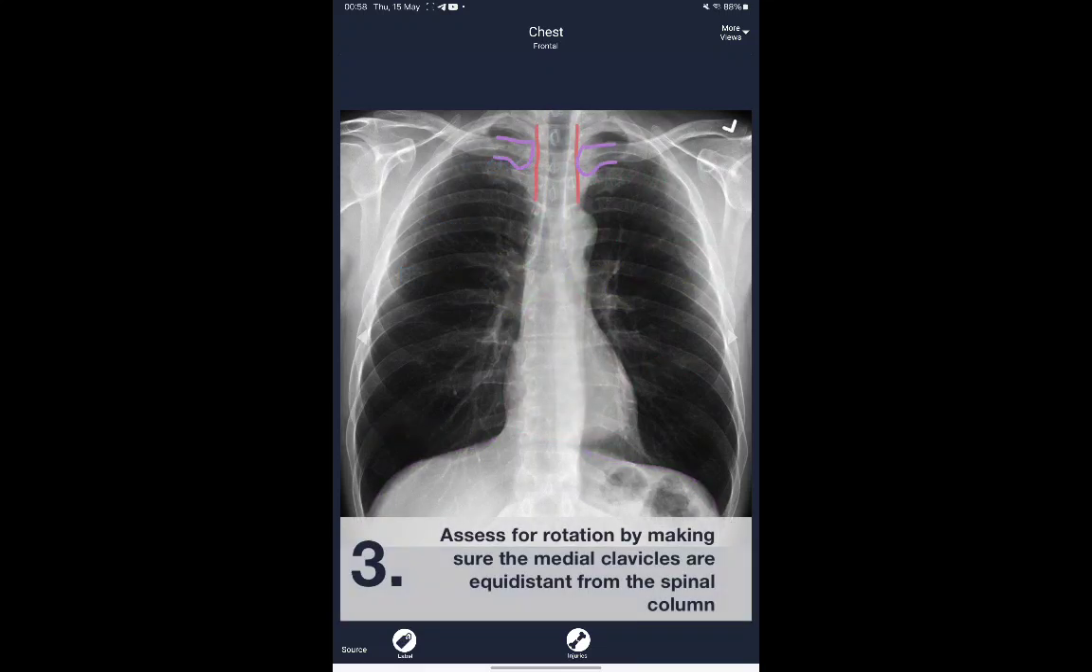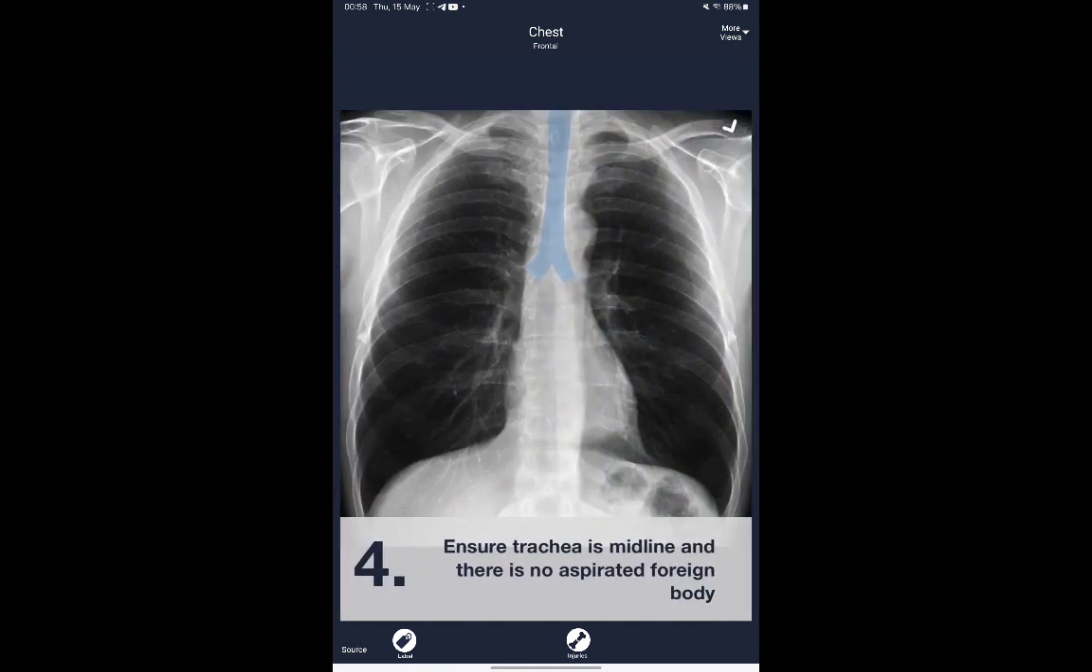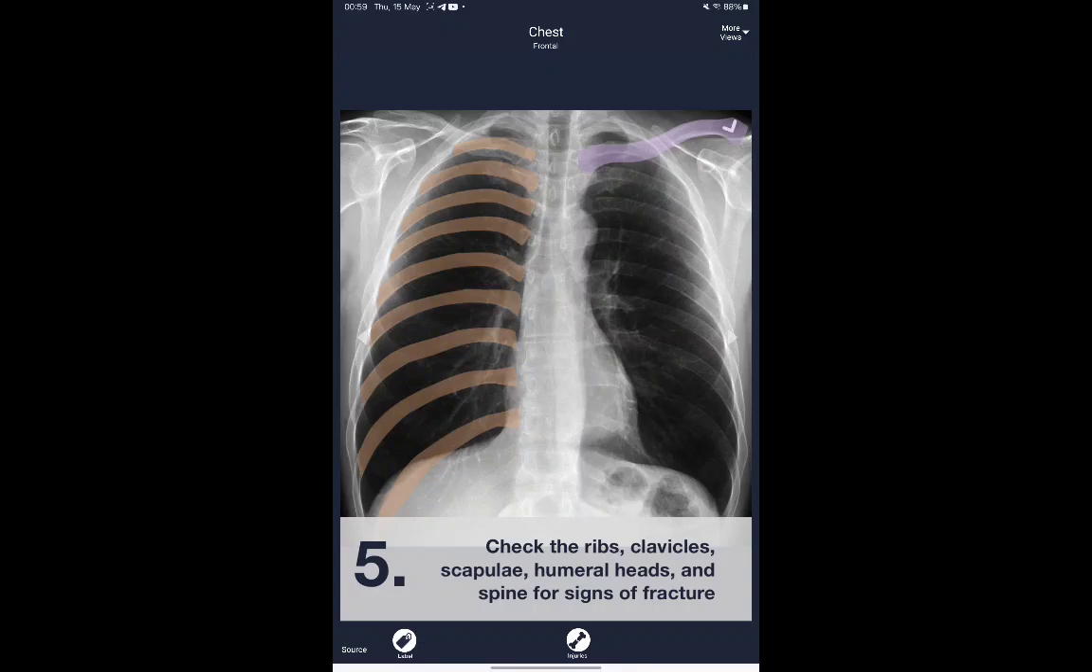Here the question was to assess for rotation by making sure the medial clavicles are equidistant from the spinous processes. Ensure the trachea is midline, not going toward the right or left side. And also check if there is a foreign body with metallic density.